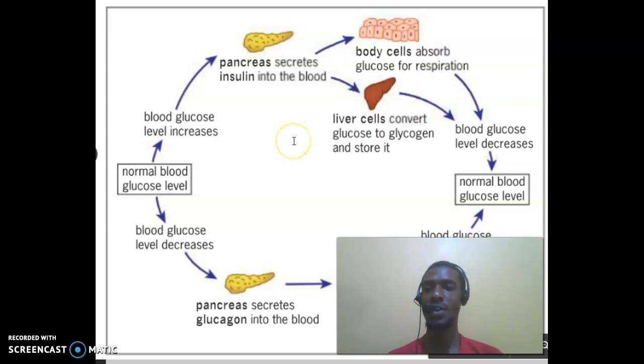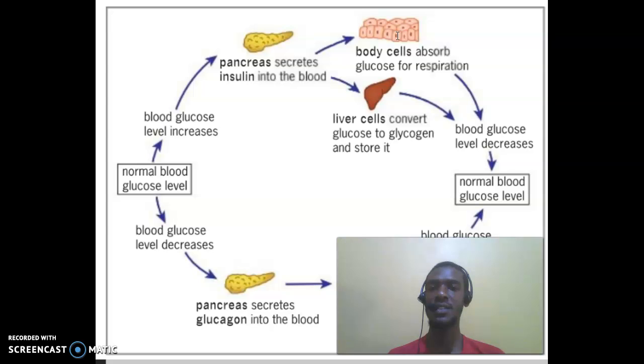We know that we don't want to have too much, neither do we want to have too little, because the muscles and other cells of the body depend on sugar for the process of respiration to be carried out. So normal blood glucose, we start right here. If the blood glucose increases, such as if you should eat something very sweet, the pancreas will send out or secrete what is called insulin. The insulin therefore sends a message to the cells of the body and tells them to absorb the glucose for respiration. So insulin does two things.